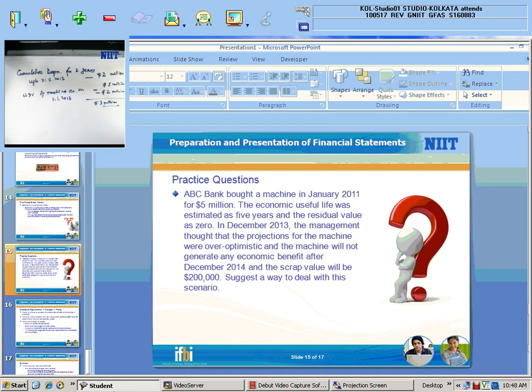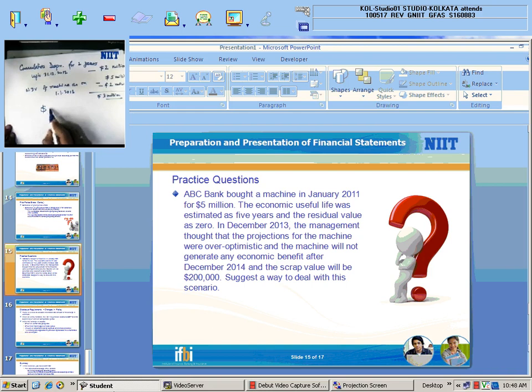So 3 million is the written down value of the machine, and at the end of the next 2 years, that is 2013 and 2014, the machine will have a scrap value of only 200,000. So 2.8 million has to be depreciated over the 2 years 2013 and 2014. Each year the depreciation that will be charged will be 1.4 million.